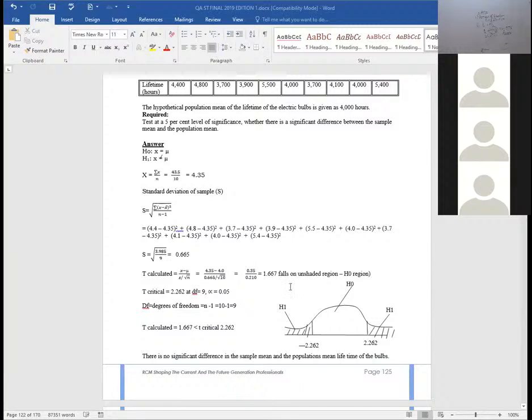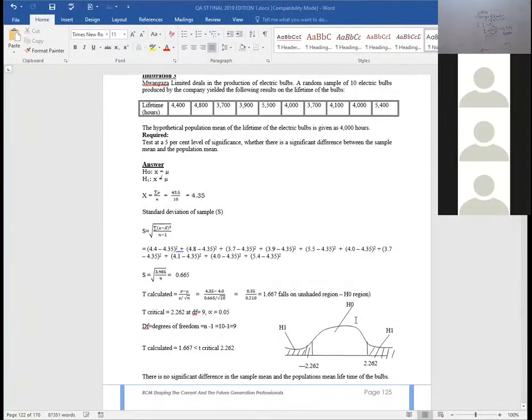So you can see it is here. 1.6767 falls on what here? Somebody? The unshaded region, the H0 region. So that is the answer.